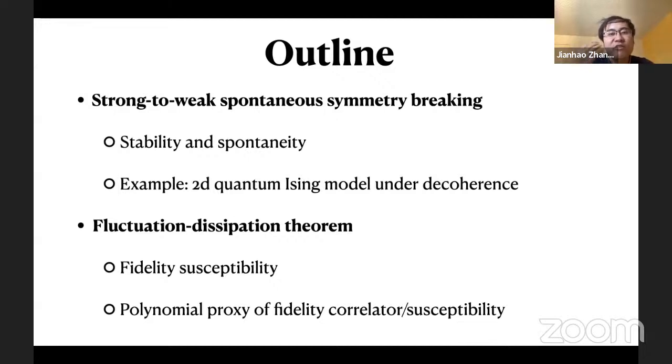Okay, and finally, we provide an experimental probe. Well, it's actually an estimation, because a precise probe of the fidelity susceptibility is not possible, but a reliable estimation is possible. And I will show you that by classical shadow tomography, we can reliably estimate the fidelity susceptibility and the corresponding phase diagram in the open quantum system.